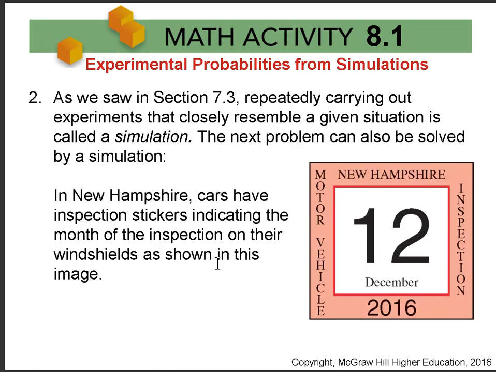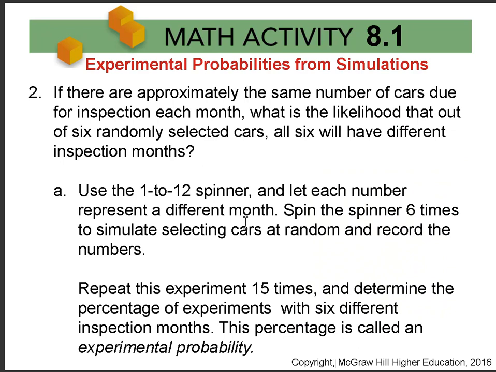Now in question 2, we do a different type of simulation, repeating an experiment. In New Hampshire, cars have inspection stickers, and they indicate the month of the inspection on the windshield as shown in this image. So this one is for December 12. So the question is, if there are approximately the same number of cars for inspection each month, what's the likelihood that if I randomly select 6 cars, all 6 will have different inspection months?